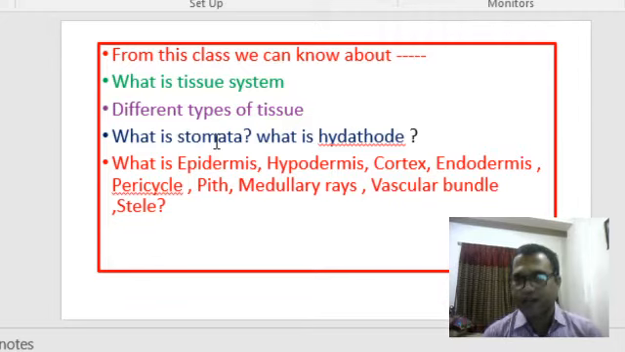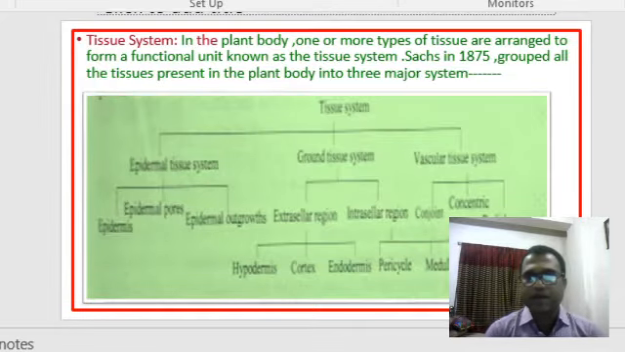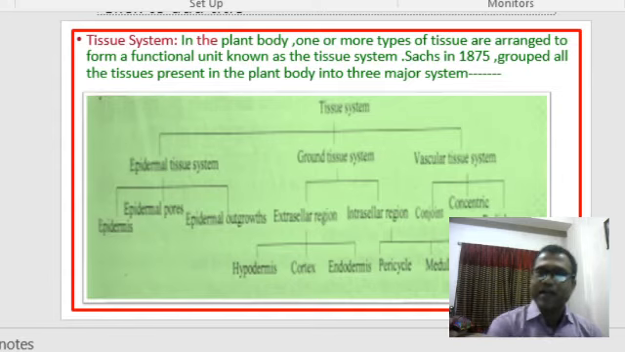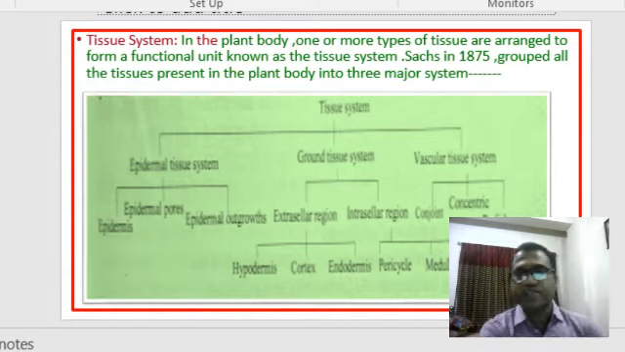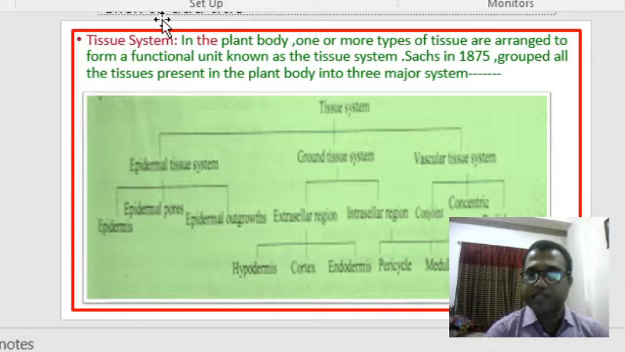What is a stomata? From this class we can know what is a stomata, what is hydathode, where it is found, what is epidermal layer or epidermis, what is hypodermis, what is cortex. These are the different parts of stem and root. And what is endodermis, what is pericycle, what is pith, what is medullary layer, what is vascular bundle and stele. From the very beginning of this class we can know about the tissue system and the different parts of tissue system. At first, what is tissue system?